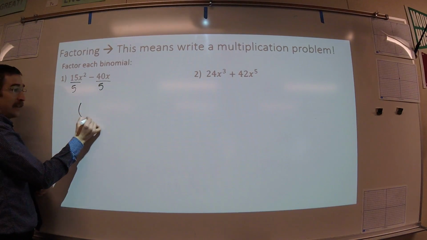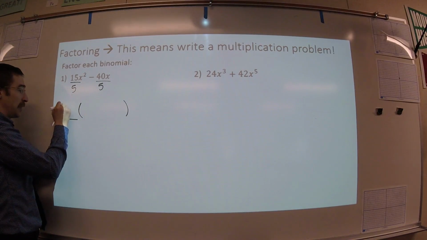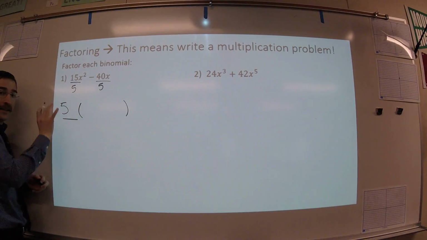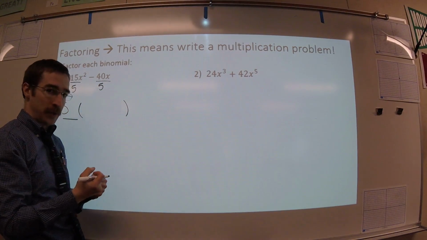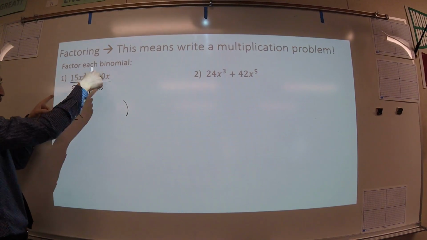And then when we write this, we are writing a multiplication problem. So what we divide out is just going to come hang out on the outside. It's like the opposite of distributing. We're bringing it out instead of distributing it through. So we divide out a 5 on each one.